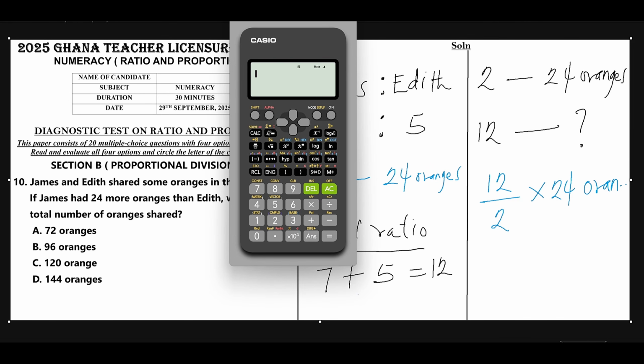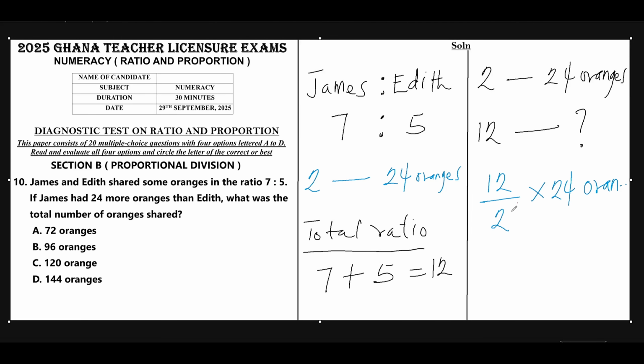So let's see from the calculator. 12 on 2 multiplied by 24 oranges. We have 144. So 144 oranges. So we select option D.